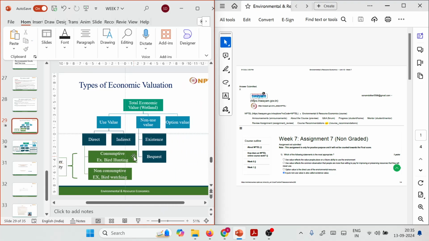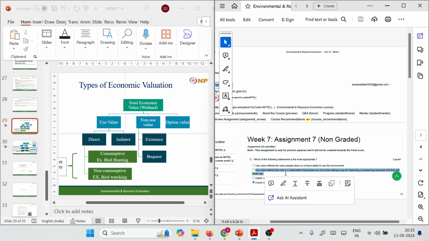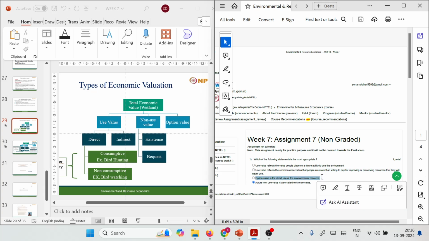solve these questions. Okay, in the first question, it is asked, which of the following statements is most appropriate? The first says that use value reflects the value people place on future ability to use the environment, right? The second is that use value reflects the common observation that people are more willing to pay for improving or preserving resources that they never use. The third one is that option value is direct use of environmental resources. And the last one is that a pure non-use value is called existence value.